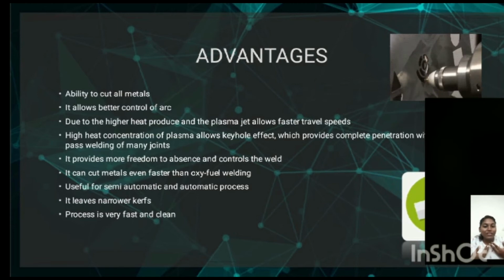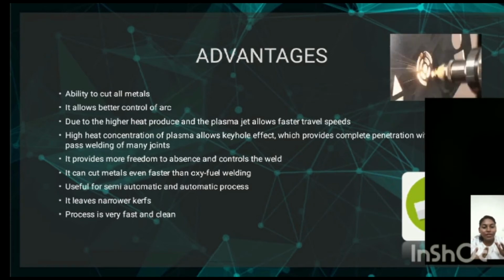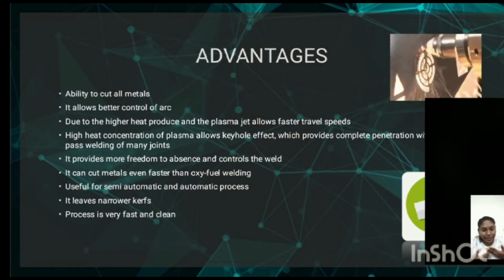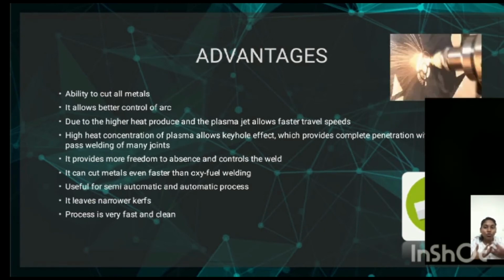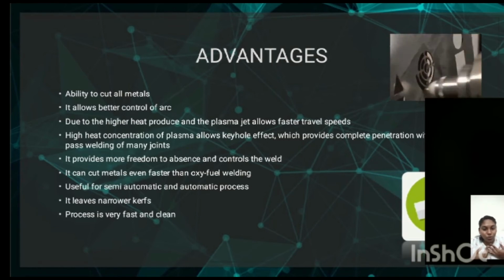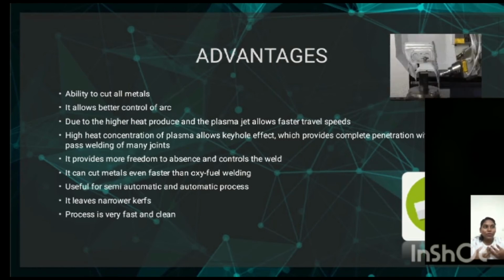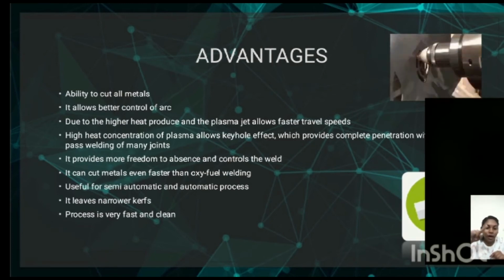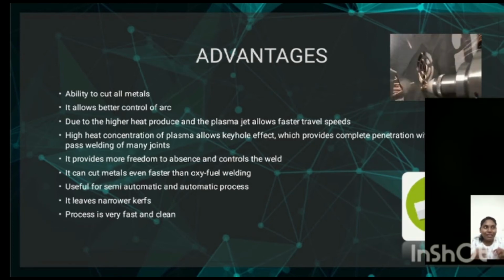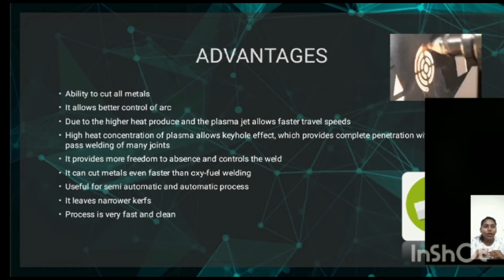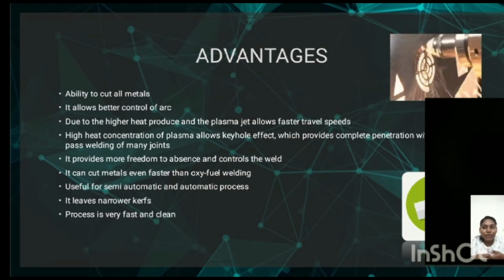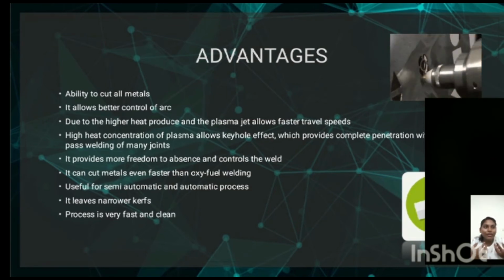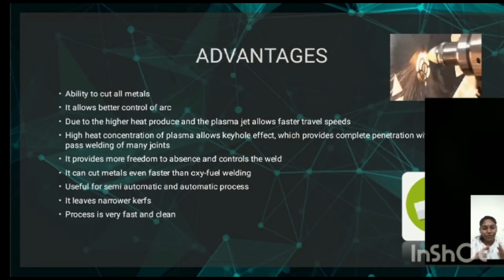No matter what kind of metal it is, whether it's rough, thick, or anything, it can cut. Next is better control of the arc. It allows better control of the arc. As you can see in the picture, when it cuts the metal, it can control the arc and the shape. Next, due to the higher heat produced, the plasma jet allows faster travel speeds. So it allows faster travel speeds.